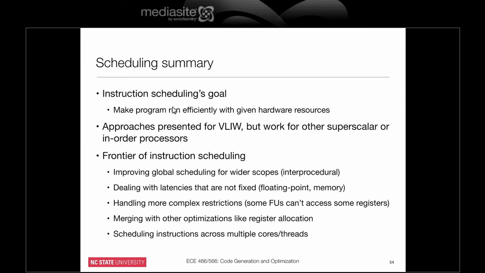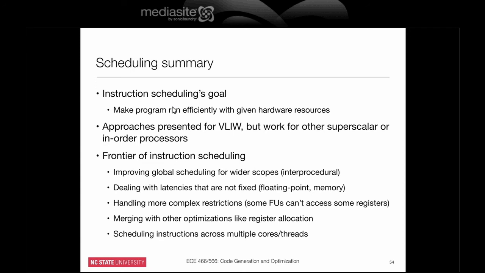There are a lot of things that could be studied yet on instruction scheduling. Okay, this is not a solved problem. It's very heuristic driven. There are always refinements and improvements that could be made. For example, how do you do global scheduling for wider scopes, like at an interprocedural level? Instead of just looking at multiple blocks within a function, can you look at multiple blocks across functions? How do you deal with latencies that aren't fixed, like floating point and memory? How do you handle more complex restrictions? How do you merge with other optimizations, especially register allocation?